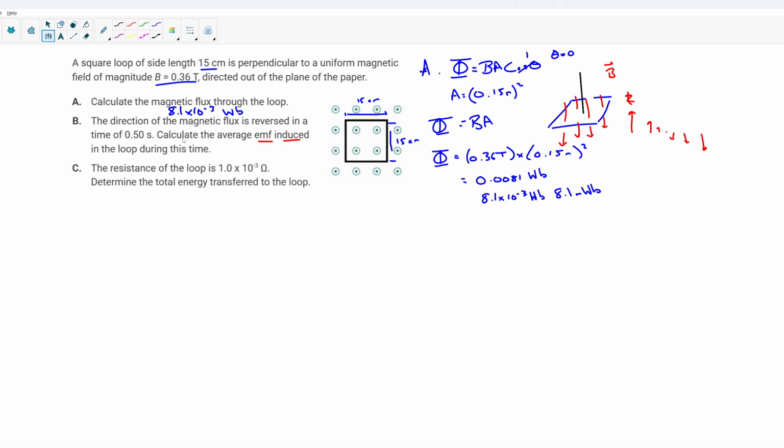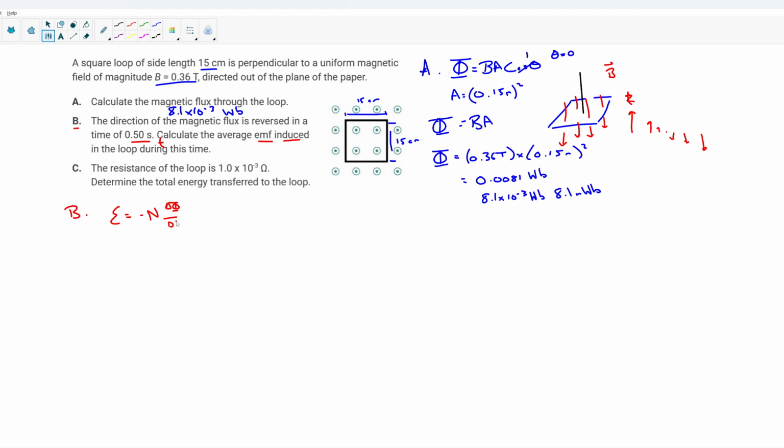So we got a flux situation. I'm given a time here. I want to find induced EMF. This is definitely Faraday's law. So for part B, let's do Faraday's law. EMF is equal to negative N, change in flux over change in time.